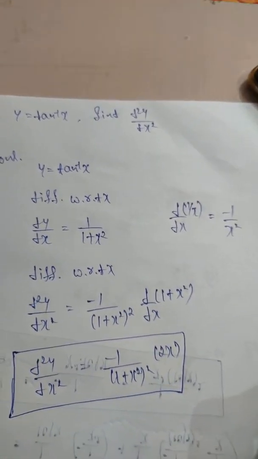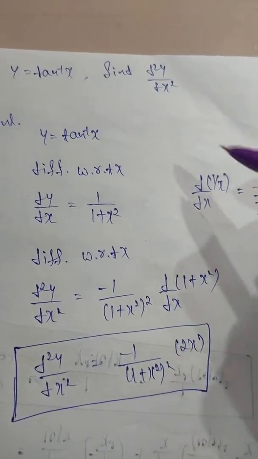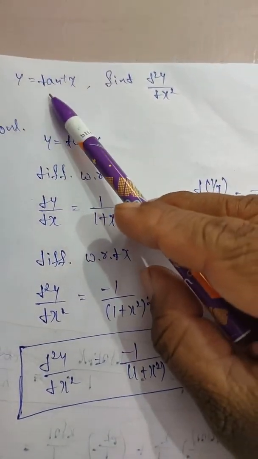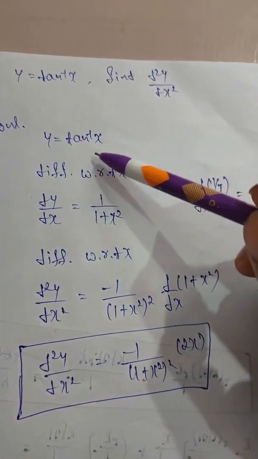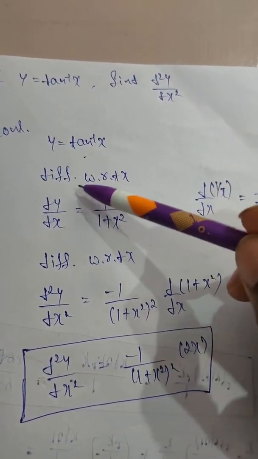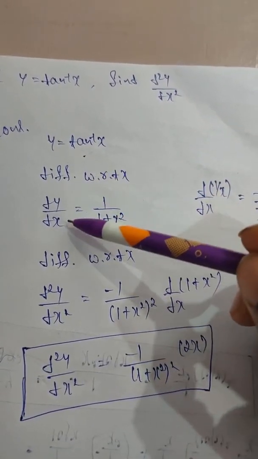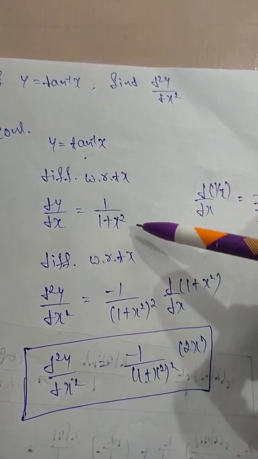So once again I am telling. See here, this is a given problem. Y is equal to tan inverse x. Find the d square y by dx square. Let us consider y is equal to tan inverse x. Differentiate with respect to x. So dy by dx is equal to, the differentiation of tan inverse x is 1 by 1 plus x square.